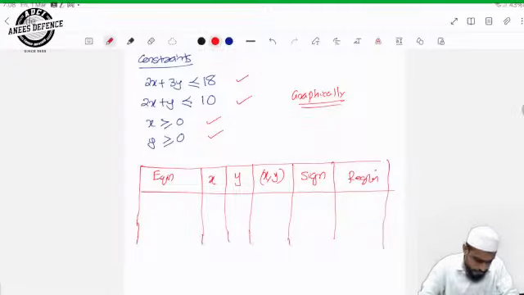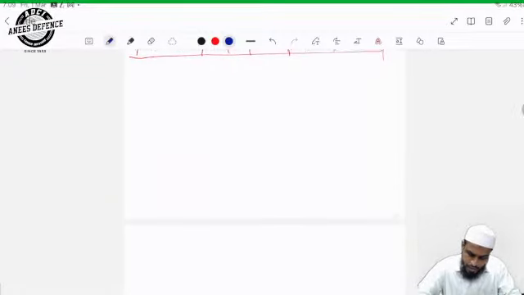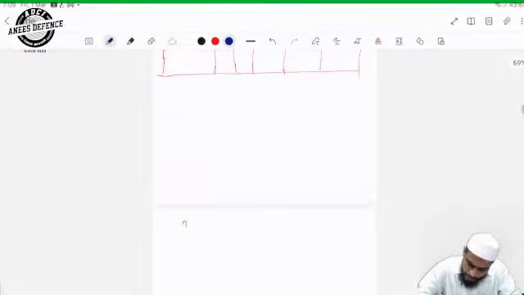First we will write 2x plus 3y. Here our equation is 2x plus 3y less than or equal to 18. So our sign is less than or equal to. So we will put 2x plus 3y equal to 18. So now we will solve. 2x plus 3y equal to 18.